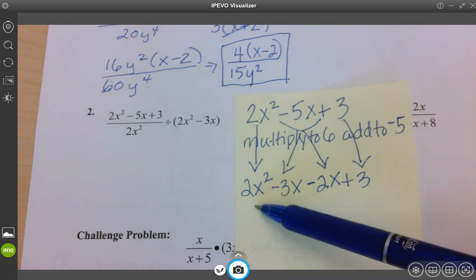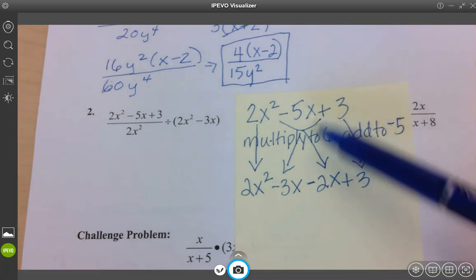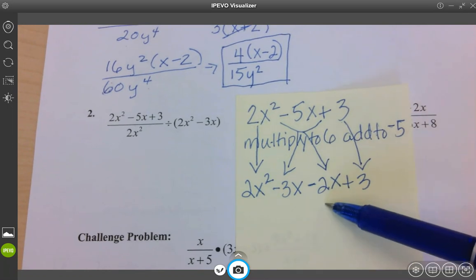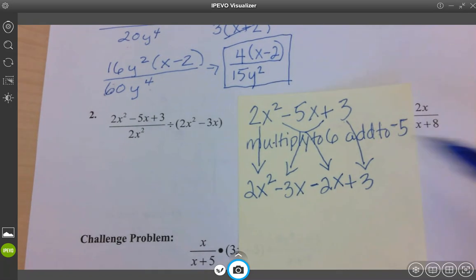Okay, so I brought down 2x squared. I brought down plus 3. Instead of -5x, I wrote -3x minus 2x. And I got those numbers because those are the numbers that multiply to 6 and add to -5.